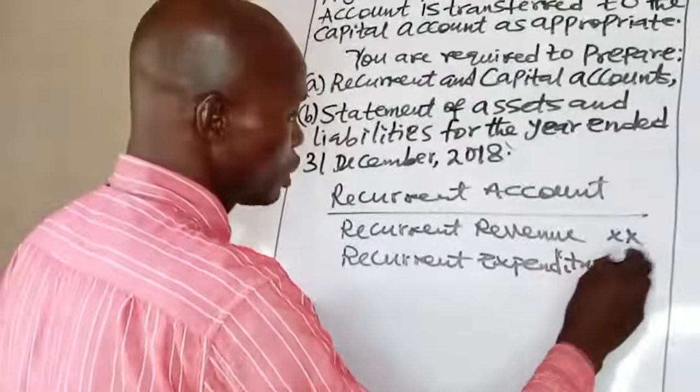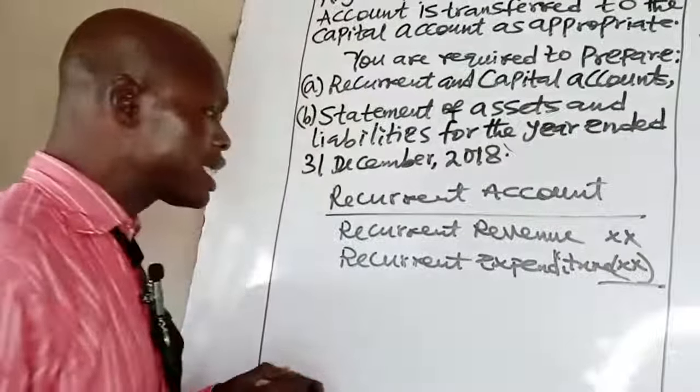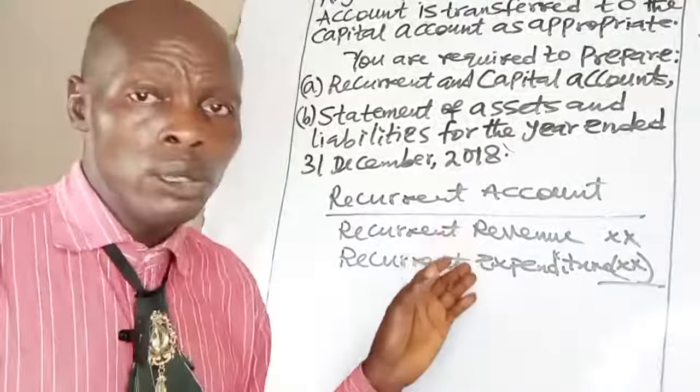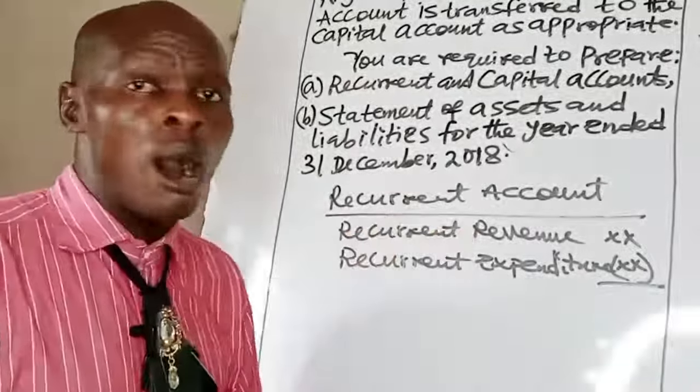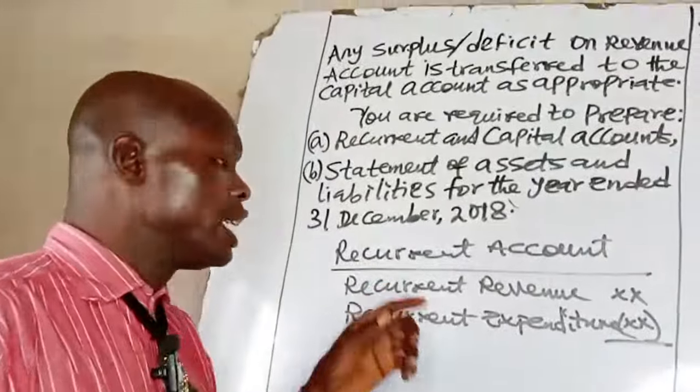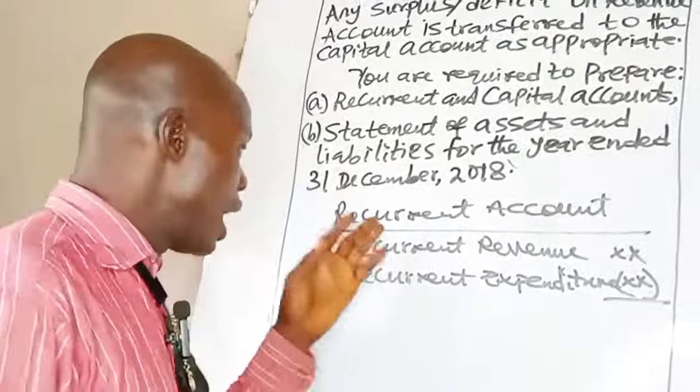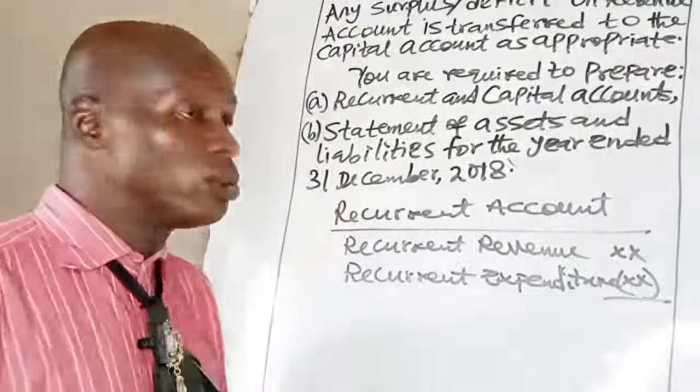So, recurrent revenue are the revenue that accrue to the public sector entity on a day-to-day basis. Any revenue generated by the public sector entity on a regular basis, that is from their day-to-day activities. Those revenue are said to be the recurrent revenue. Example of recurrent revenue include the statutory allocation, that is the share of federation accounts revenue. Then the value-added tax.